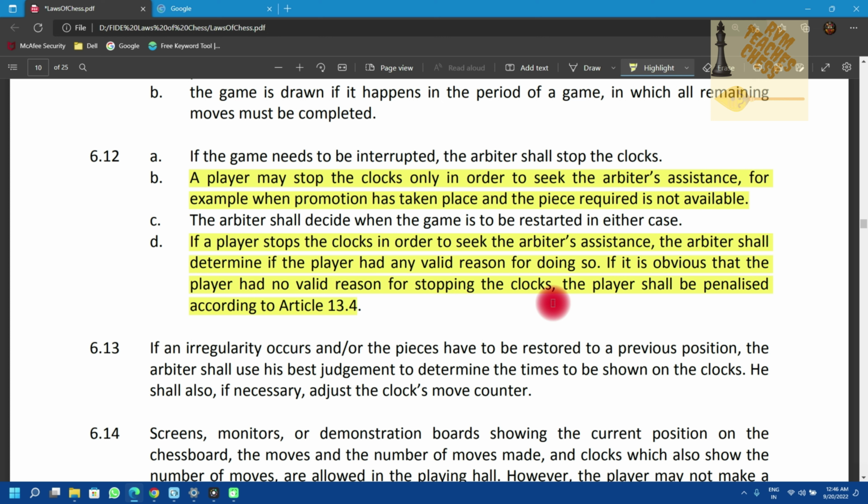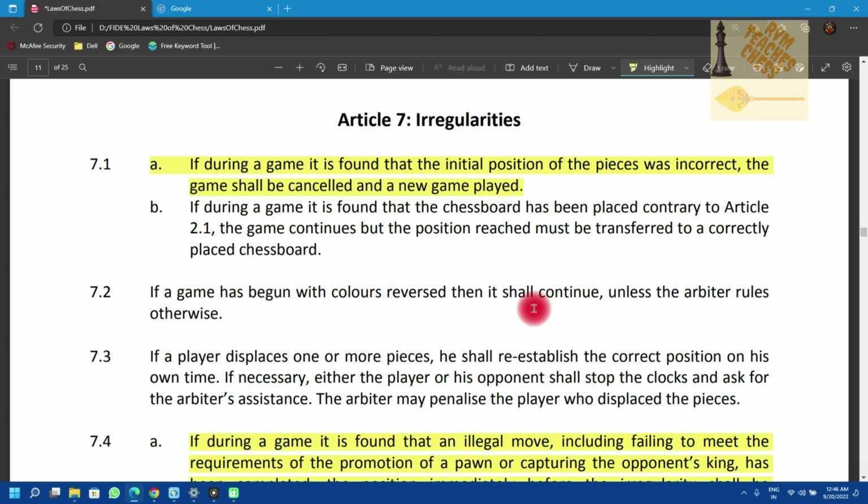Irregularities. If during a game it is found that the initial position of the pieces was incorrect, the game shall be cancelled and a new game played. Which means beginners normally make a mistake: they forget to check the board, whether the bottom right corner is actually a white square or a light square. So they might set up the board with irregularities. They might even mess up the king and queen. Instead of keeping the king on e1, they might place it on d1 and the queen on e1. So you have set up the board wrong.